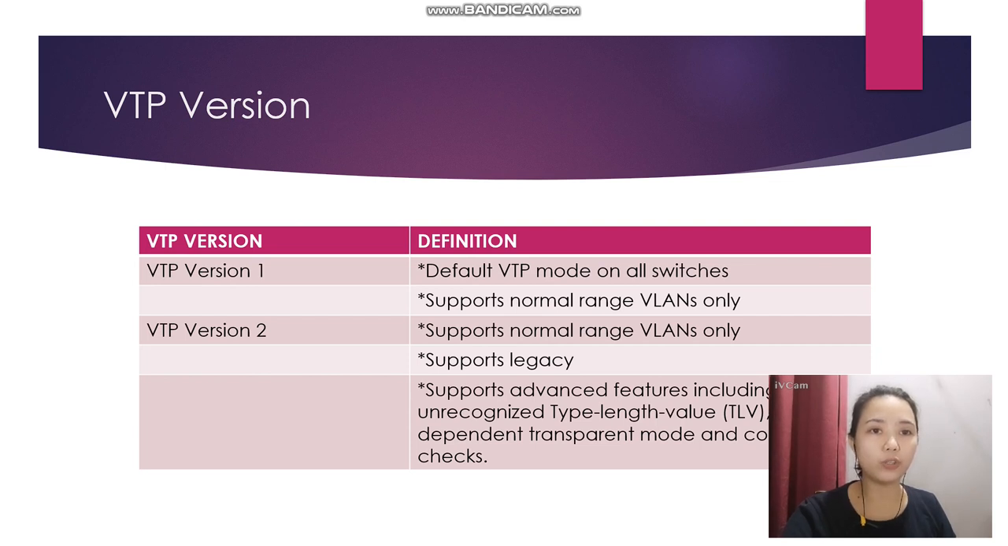So these are the two VTP versions, which are VTP version 1 and VTP version 2. VTP version 1 is the default VTP mode on all switches. It supports the normal range of VLANs only. VTP version 2 also supports the normal range VLANs only, but supports legacy and advanced features including unrecognized type length value, or TLV, version-dependent transparent mode, and consistency check.